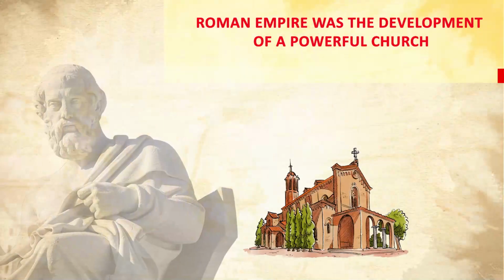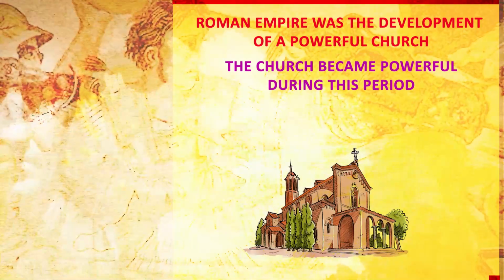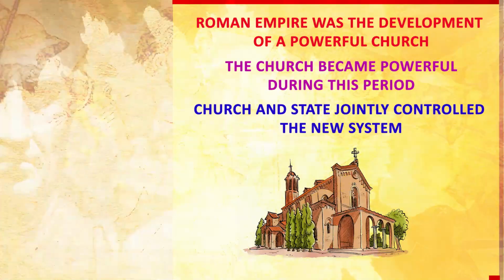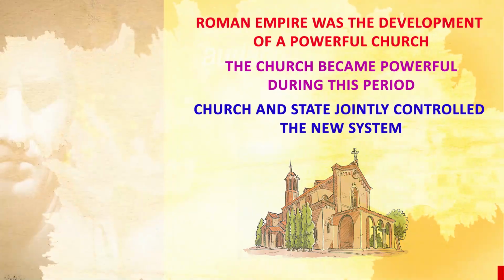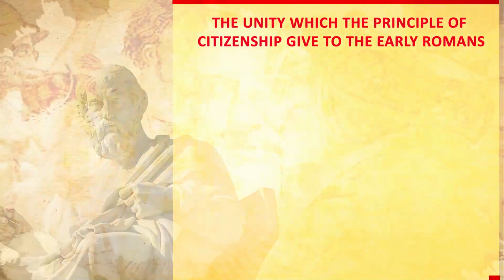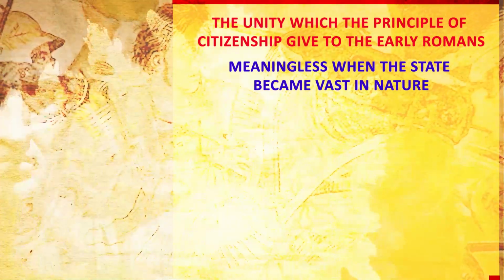Another point may be discussed here. The most important thing during the Roman Empire was the development of a powerful church. The church became powerful during this period, and church and state jointly controlled the new system. Now, the unity which the principle of citizenship gave to early Rome became meaningless when the state became vast in nature.